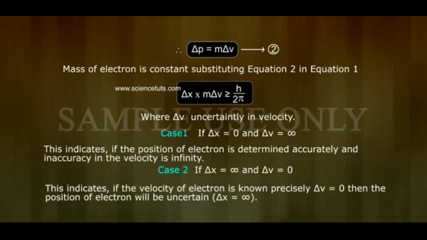Case 1. If delta x is equal to 0 and delta v is equal to infinity, this indicates that if the position of the electron is determined accurately, the inaccuracy in the velocity is infinity. Case 2. If delta x is equal to infinity and delta v is equal to 0, this indicates that if the velocity of the electron is known precisely, delta v is equal to 0, then the position of the electron will be uncertain, delta x is equal to infinity.